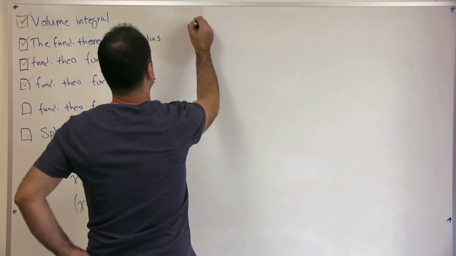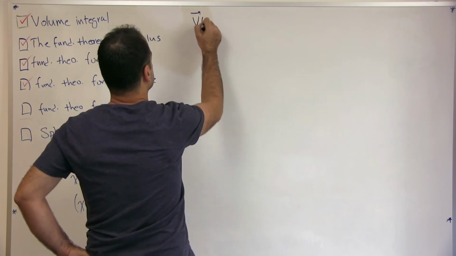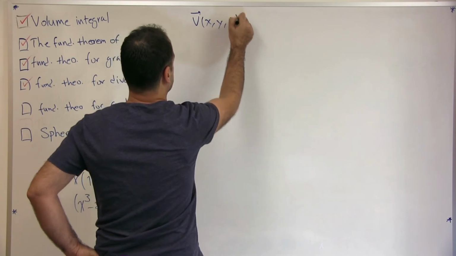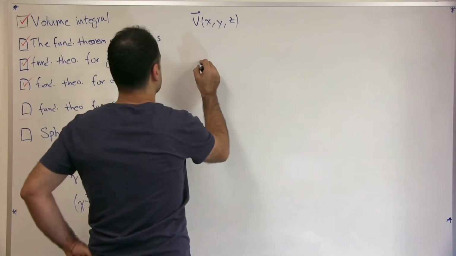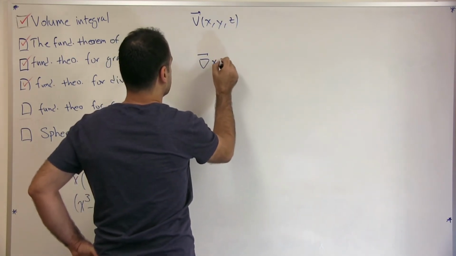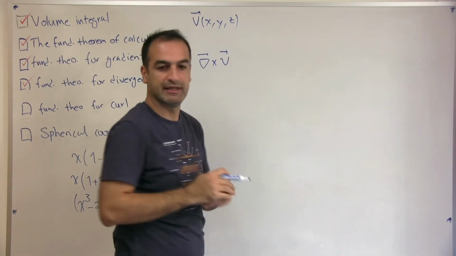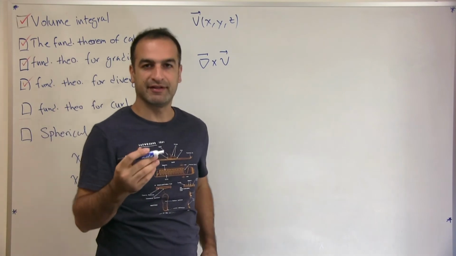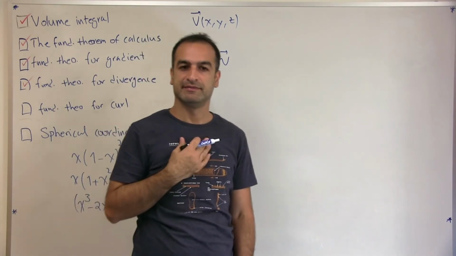For the curl, again, suppose we have the function v, which is a vector function of x, y, and z, and then we're going to look at the curl of v, okay? So what was the conceptual definition of curl? What does it reflect?